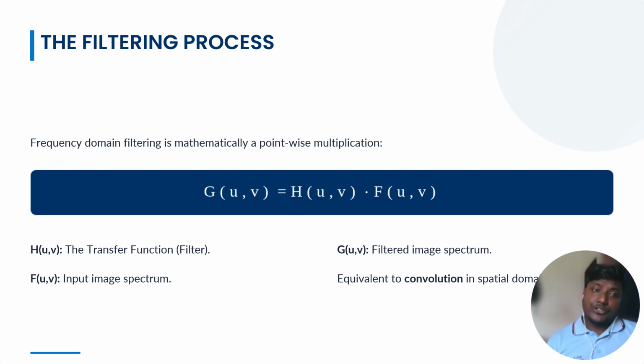The filtering process. The main advantage of filtering in the frequency domain is simplicity. In the spatial domain, filtering requires complex convolution. In the frequency domain, this is replaced by simple point-wise multiplication. We simply multiply the image spectrum by the filter transfer function to perform the filtering. Here is the equation we are seeing.